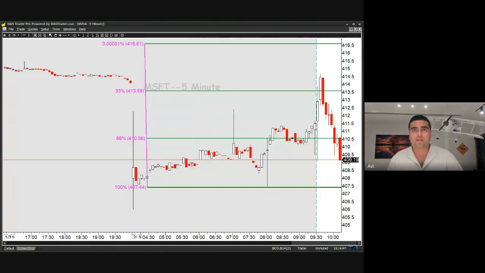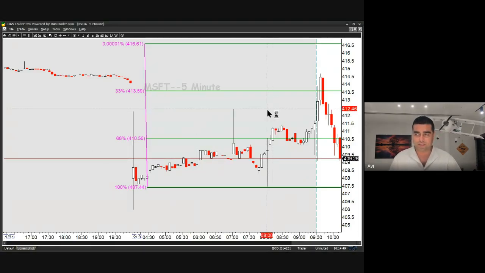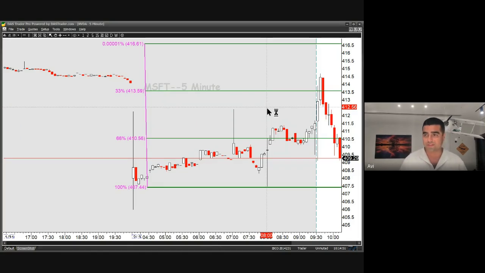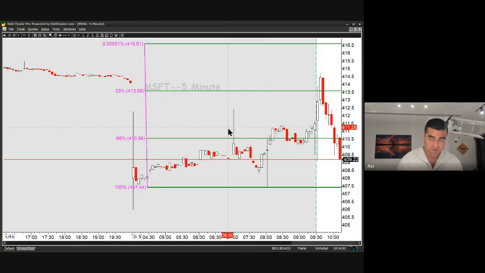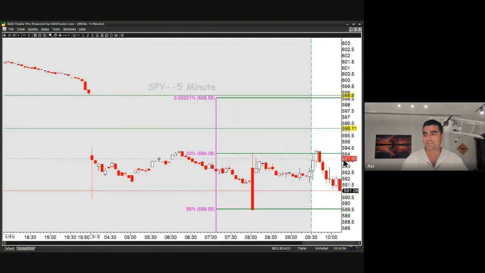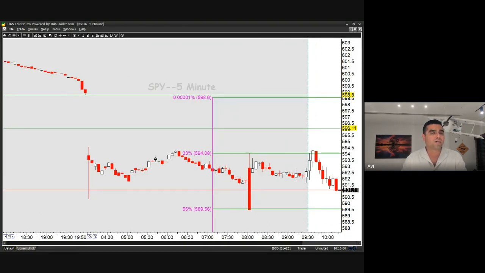So look at Microsoft and look at the SPY. They're almost the same. You can see how difficult these are to trade. This is just so terrible. It's the same price action. Hard to trust.